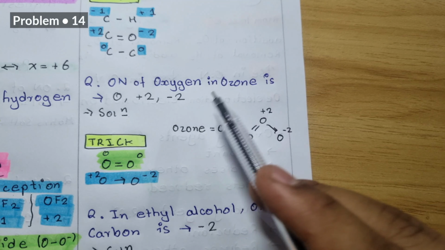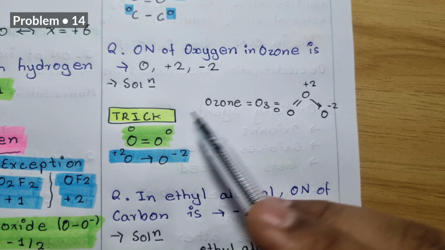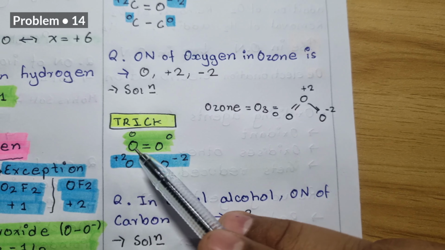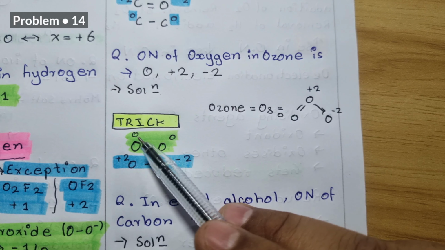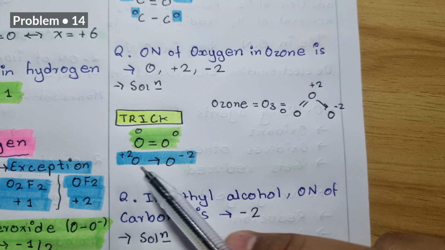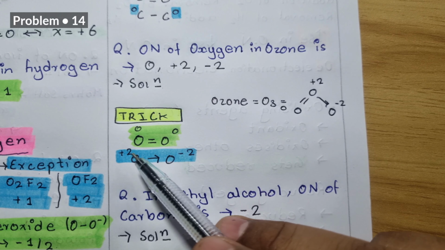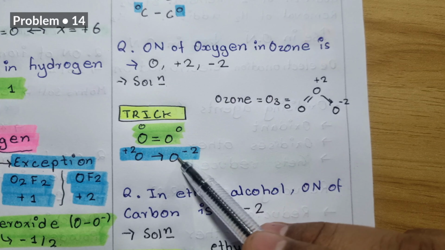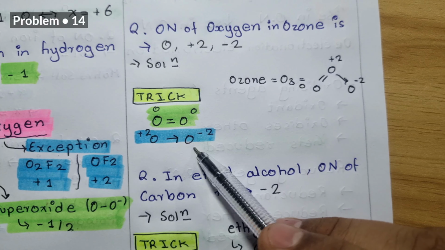The oxidation number of oxygen in ozone is, the super trick related to solving any kind of oxygen problem or oxide problem is, if an O double bond O bond is there, both share 0 oxidation state. If O coordinate covalent bond, one will be positive 2 and another one will be negative 2. Negative 2 is got by the terminal oxygen atom.